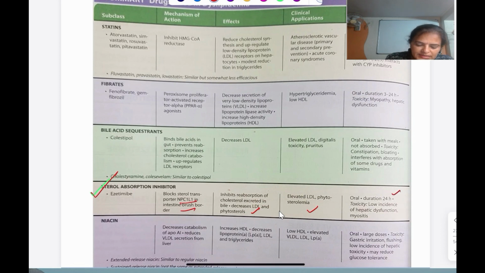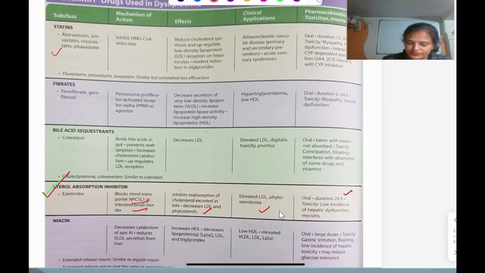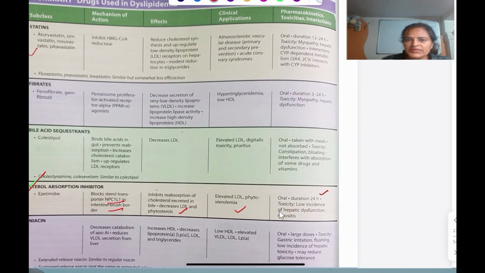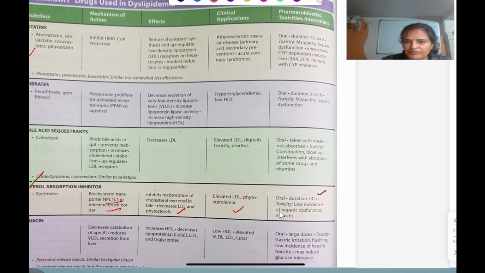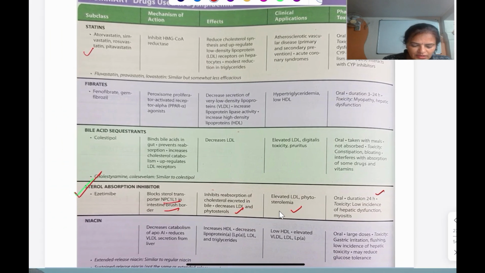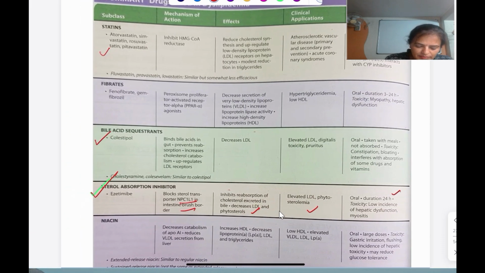Then I have told about the statins. You can see here statins, their toxicity and drug interactions. Then I have told about number 3, bile acid sequestrants or bile acid binding agents, then fibrates, and the last one is niacin. So that's all about the antidyslipidemic drugs.